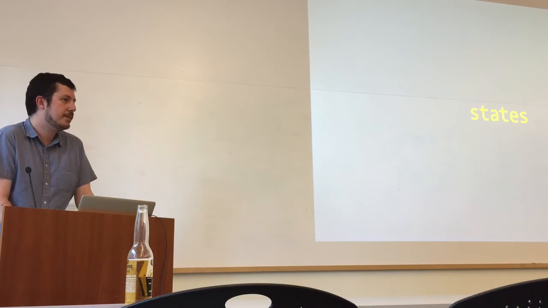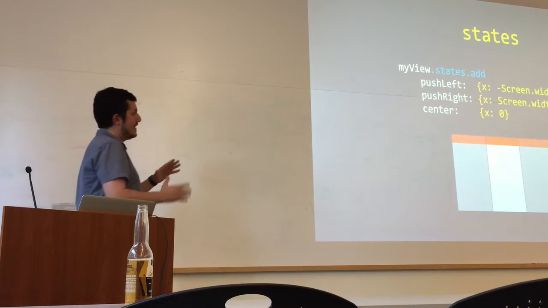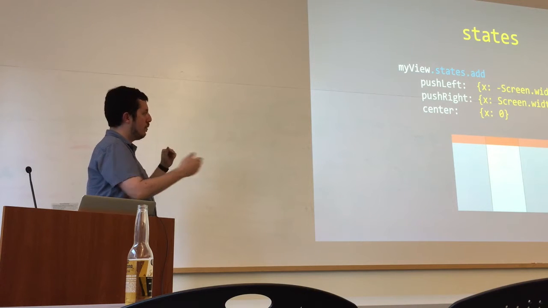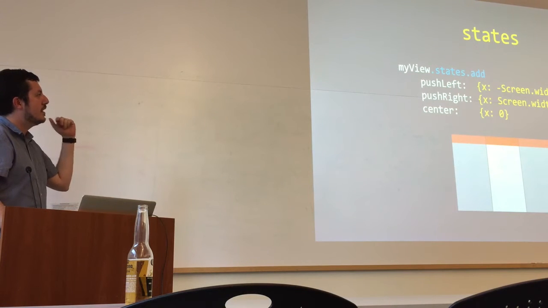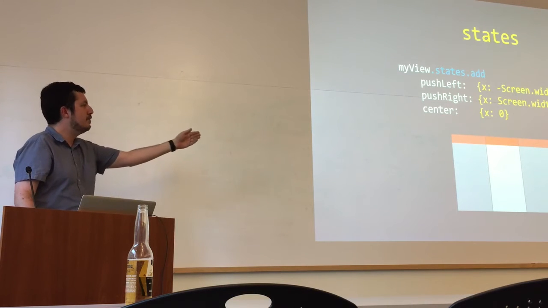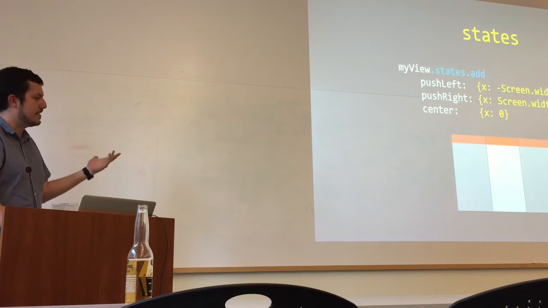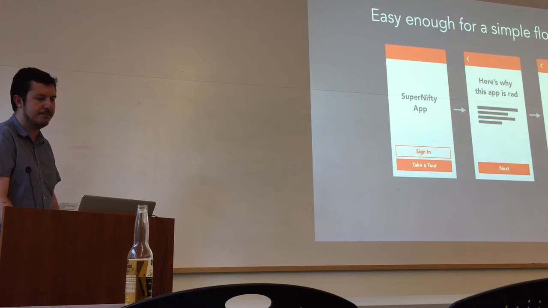Now, in addition to super layer, another thing that's really helpful for this kind of thing is states. With states, the state machine in Framer, I can tell my view that it's got a couple of states. And when I want to animate my view into and out of the screen, I can just give it one of these states, right? I can say, oh, my view just needs to push left. And then the view that I want to come in, that's going to move to center. So I give every view in my prototype a set of states. That's pretty easy for a simple flow.